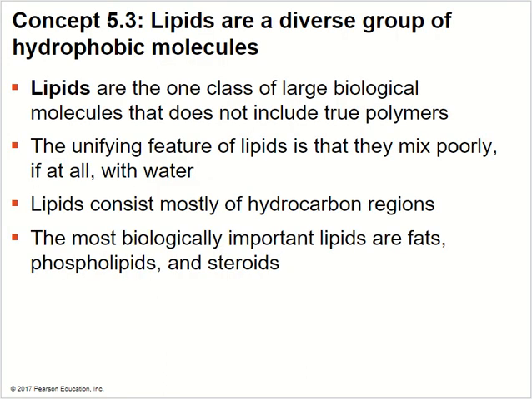Lipids are the one class of large biological molecules that does not include true or typical polymers. The unifying feature of lipids is that they mix poorly, if at all, with water. They're very hydrophobic. Lipids consist mostly of hydrocarbon regions, which are hydrophobic. The most biologically important lipids are known as fats, phospholipids, and steroids.